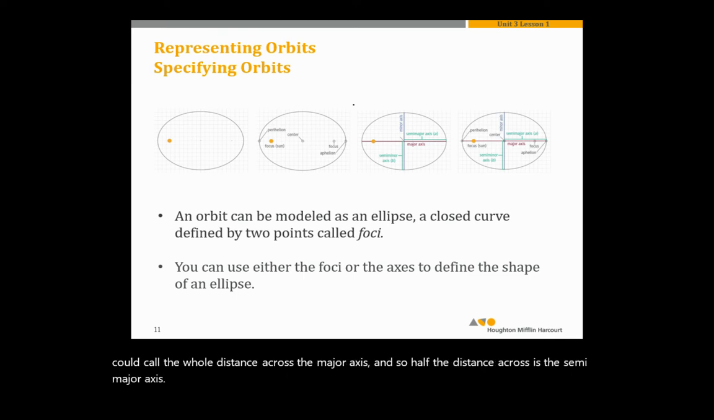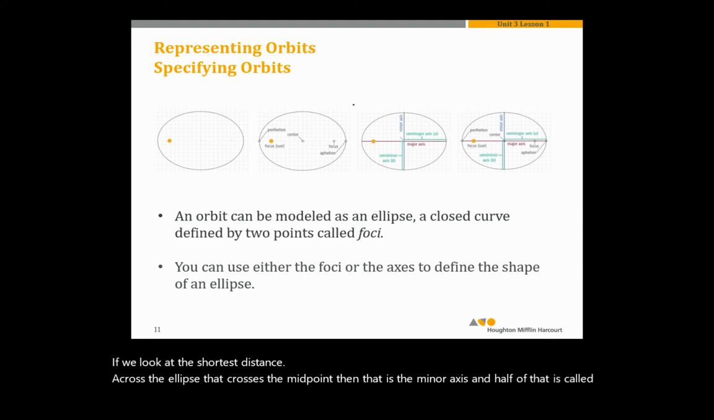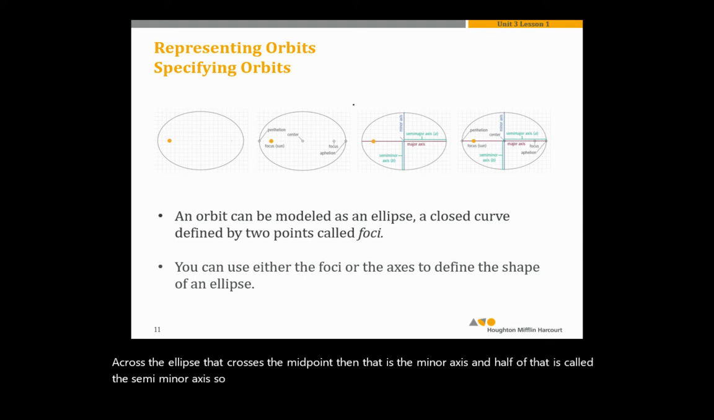If we look at the shortest distance across the ellipse that crosses the midpoint, then that is the minor axis, and half of that is called the semi-minor axis. So the semi-major axis is represented by the letter A. The semi-minor axis is represented by the letter B.